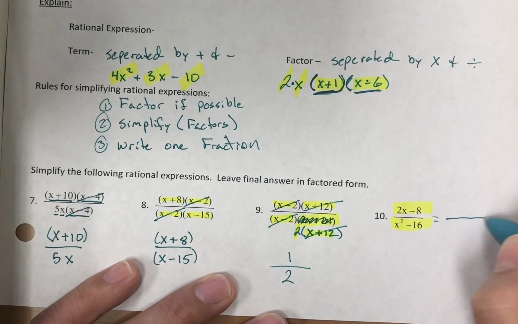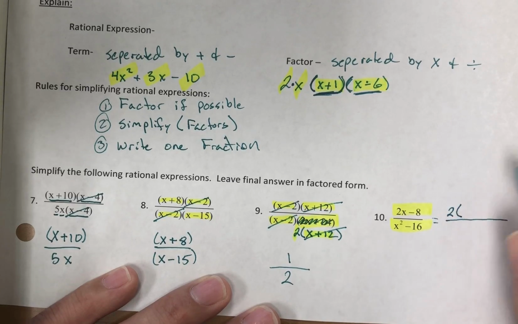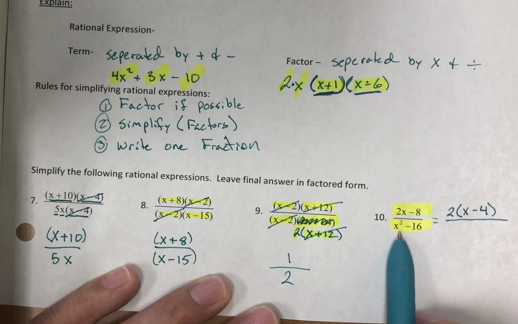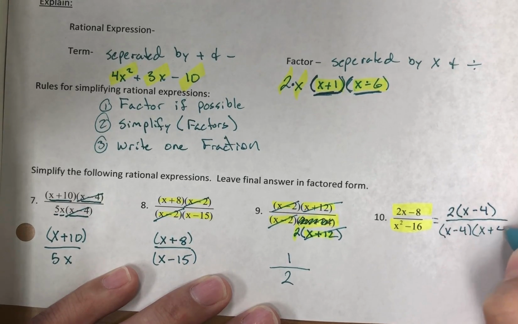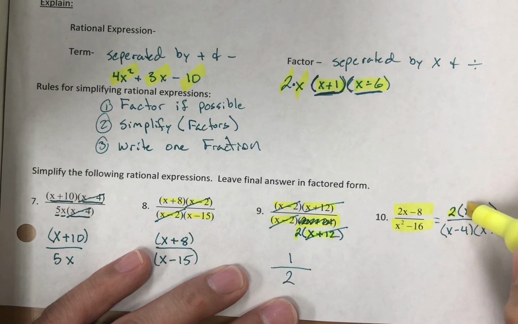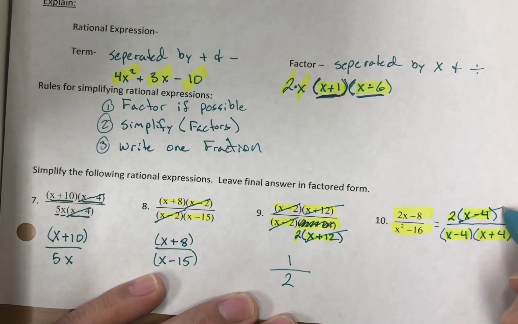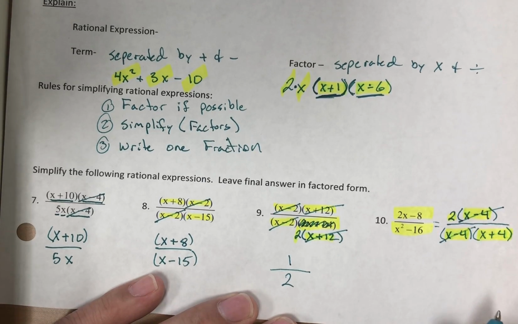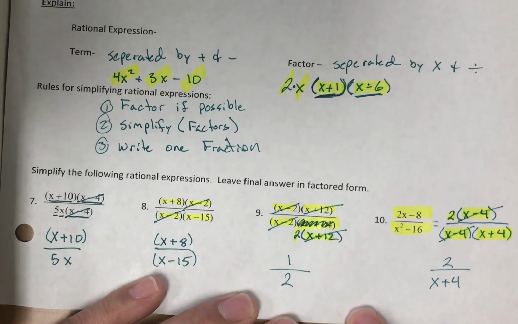For 10, I will rewrite this fraction. The numerator factors to become 2 times x minus 4. The denominator is the difference of 2 perfect squares. So we have x minus 4 times x plus 4. And now I have 4 total factors: 2, x minus 4, x minus 4, and x plus 4. So I look to see what cancels. What simplifies is the x minus 4. And so then I'm left with 2 over x plus 4 as my simplified answer.